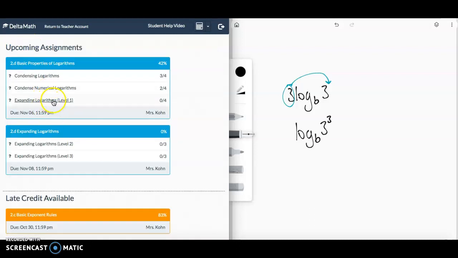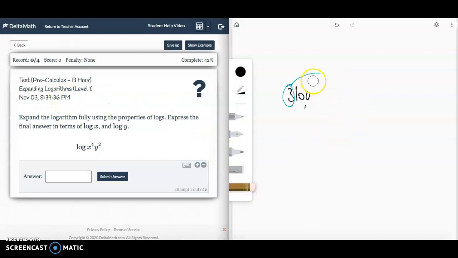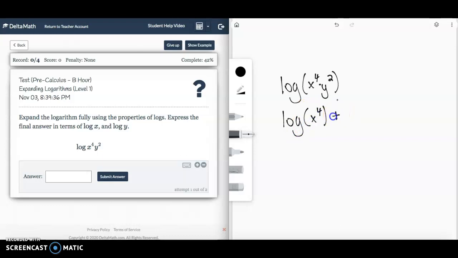And now I'm going to do expanding logarithms, but just with our first level, level 1. For this one, it says, expand the logarithm fully using properties of logs. Express the final answers in terms of log of x and log of y. So the first thing I notice is that this is in just one logarithm, right? Even though they're not using parentheses, they mean that all this stuff is inside of that logarithm. I have multiplication happening, so I'm going to split that up first. So log of x to the fourth, and then multiplication inside of a logarithm turns into addition between two logarithms, or outside of the logarithms.